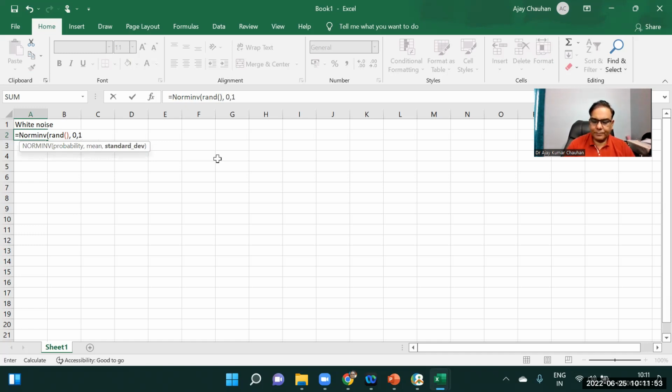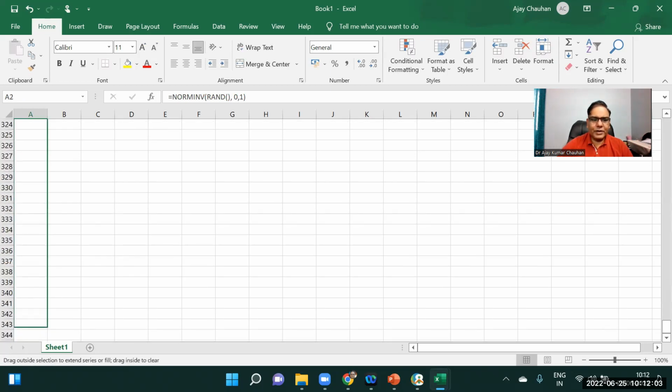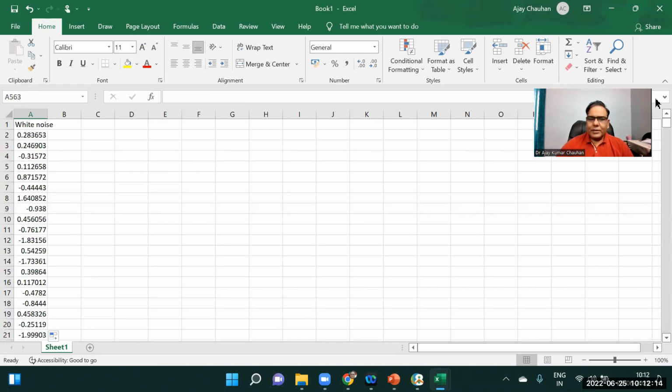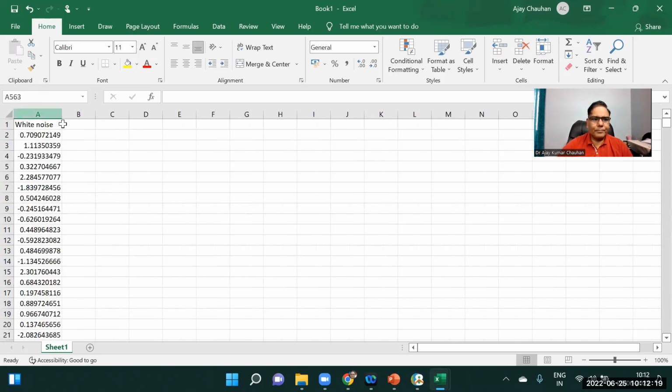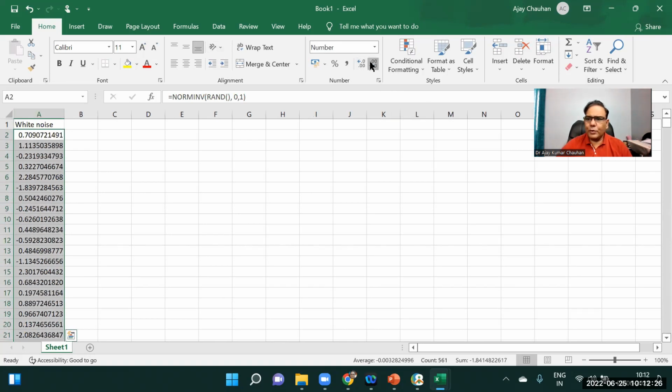After this you will get the z scores, which come in between +3 and -3. So let me generate approximately 500 values. So it is a white noise, the completely random error term. This is the best way to report a white noise, taking 3 decimal points.